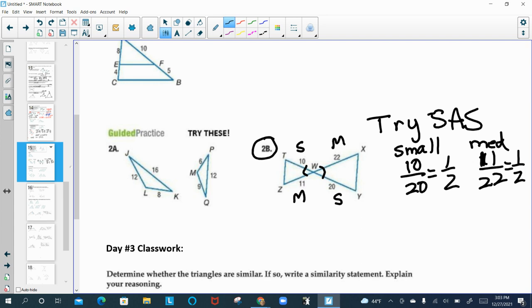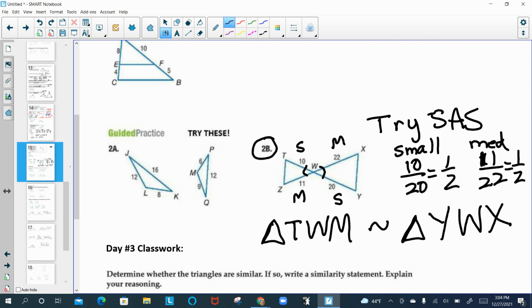So if I was going to write a triangle similarity statement for this one, I would probably go from T to W, that's your small side, then to your medium side, just like I did before. So I would go T to W to M. That's my small side to my medium side. And then I'm going to do the same thing over here. I'm going to go small side to medium side, Y, W, X.